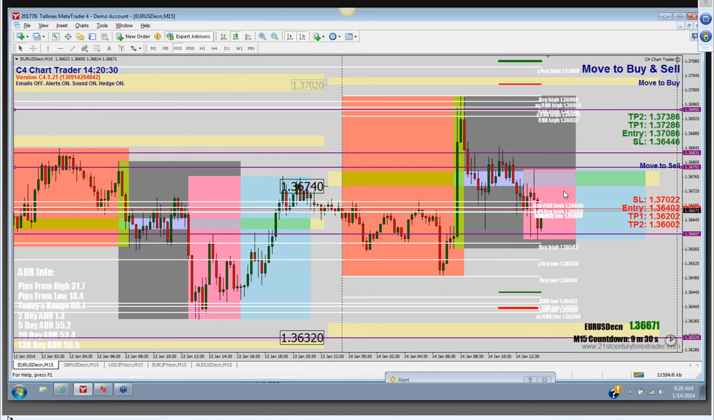For right now, what are we going to look at here? Well, we've got a channel kind of setting up here, and we've got a pullback here. Where are we going to look? Well, this 3660 has been pretty well respected for us for the day. So I'm going to go ahead and park another buy down here. So if we do pull back, I'll look to buy it again off of this level.